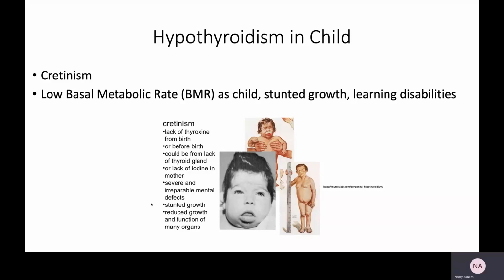And you literally can have severe and irreparable mental defects, cognitive deficits, emotional deficits, stunted physical growth, as well as reduced growth and therefore reduced functionality of many organs. Very sad. We rarely see that in developed countries like ours now.